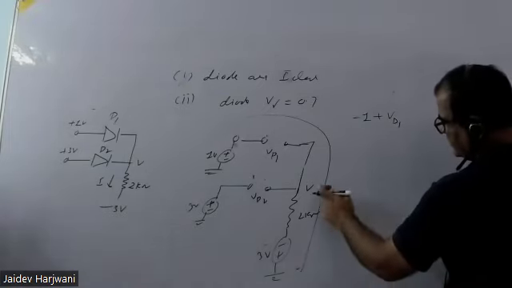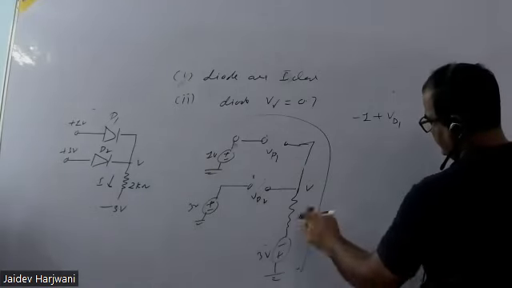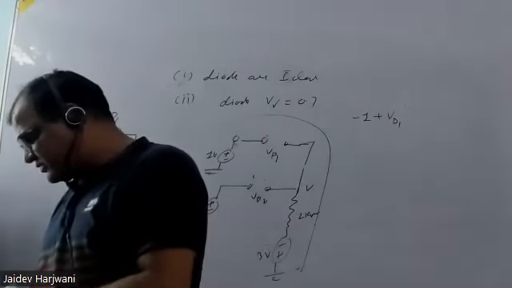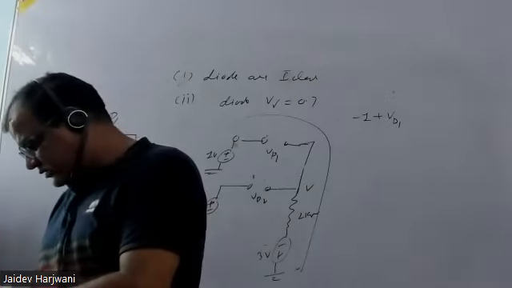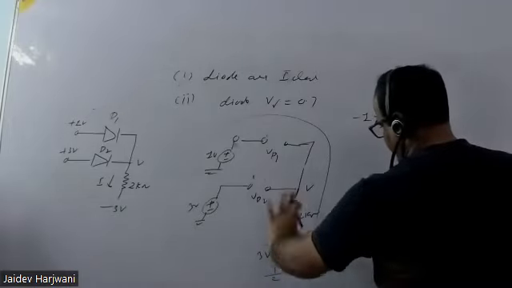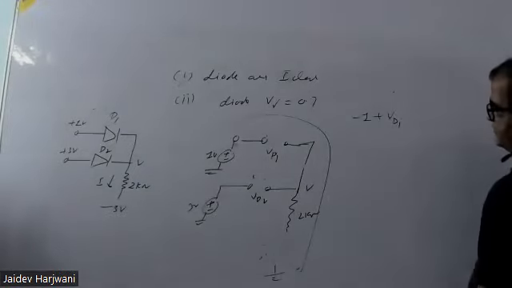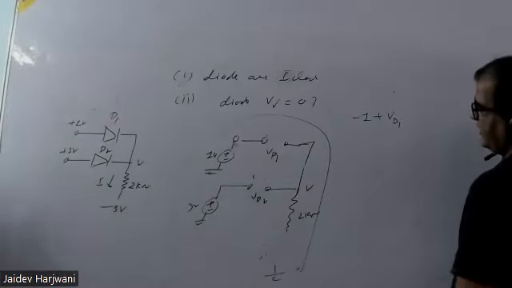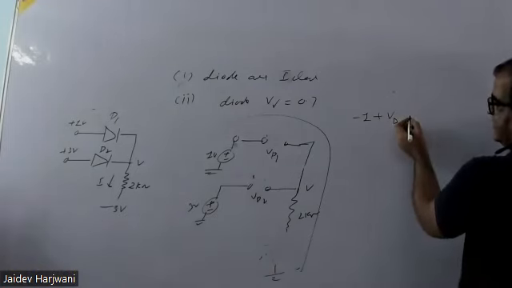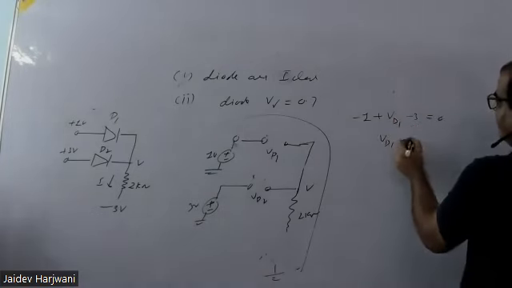Because no current is flowing, this voltage is V. I'm writing this full voltage is V, minus 3 volt. So what should I write here? Minus 3, equals to zero. This gives me VD1 equals to 4.